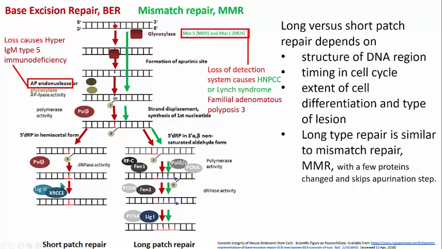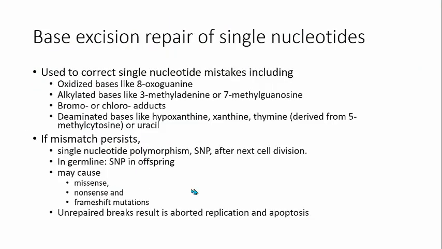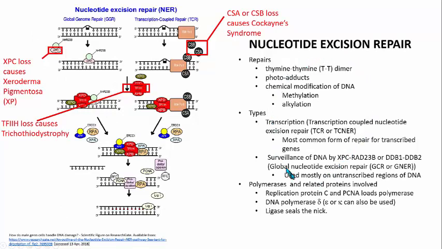The only difference between short patch repair and long patch repair is which enzymes are helping to do the work. In base excision repair, we almost always only fix mistakes that are smaller than a whole base pair. Nucleotide excision repair is the one that does the lion's share of all the repair in your cell.